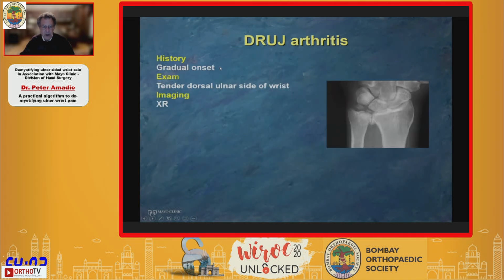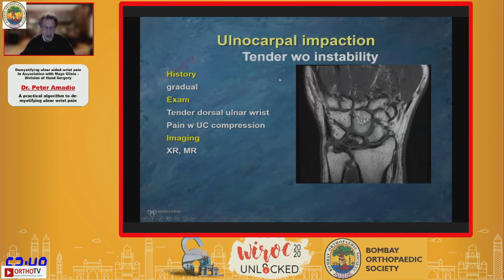DRUJ arthritis has a gradual onset because it's a degenerative problem, with tenderness over the joint, and pain and crepitus with pronation and supination, and x-rays are usually sufficient to make that diagnosis. And then ulnocarpal impaction, I've already mentioned a couple times. Typically, it's a gradual onset, tenderness without instability, pretty much in the same place as the triangular fibrocartilage. And so imaging is really going to have to sort out ulnocarpal impaction from lunotriquetral instability or some problem with the distal radial ulnar joint. And so frequently MR is good because you can see the edema in the bone, but x-rays will also be good for that.